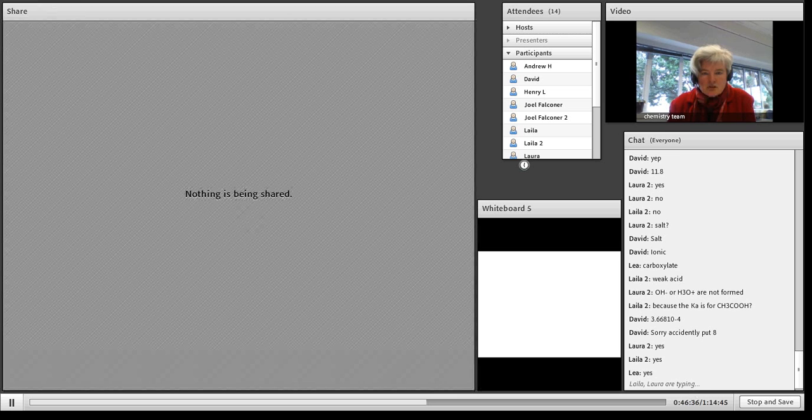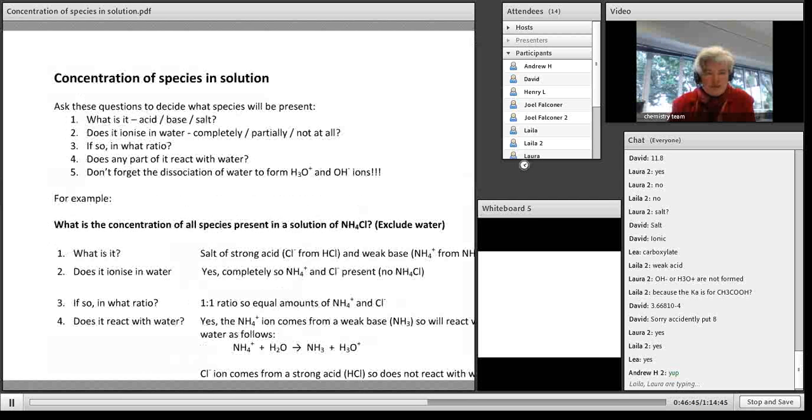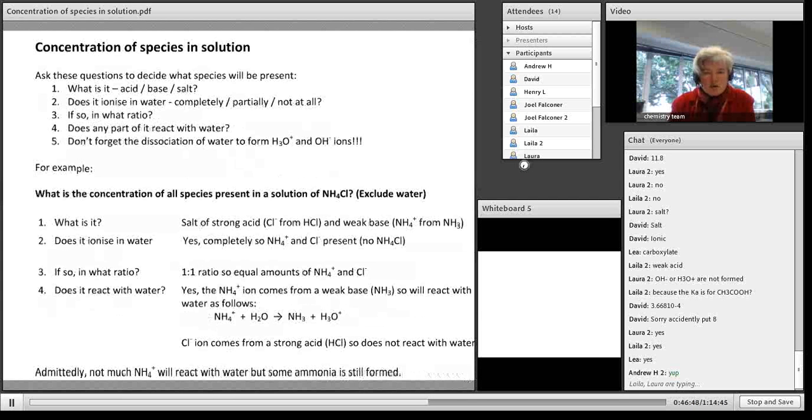Right, so what I'm going to do now, I'll make this a little bit bigger. This sort of thing is exactly what we did for the calculations. Remember how I started? I said, what sort of substance have you got? Have you got an acid? Have you got a base? Is it strong? Is it weak? For species in solution, you do exactly the same thing. You have to know, is it an acid? Is it a base? Is it a strong acid, strong base, or weak acid? And then if it's a salt, what type of salt it is.